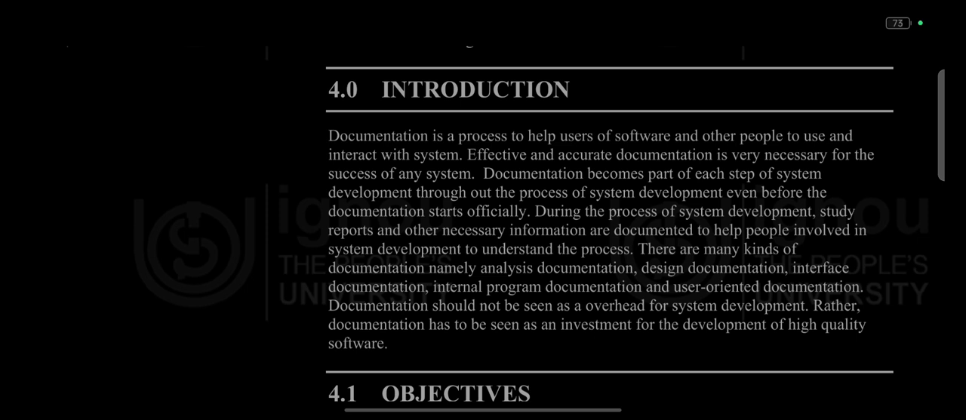Effective and accurate documentation is very necessary for the success of any system. Documentation becomes part of each step of system development, throughout the process of system development, even before the documentation starts officially. During the process of system development, study reports and other necessary information are documented to help people involved in system development to understand the process.